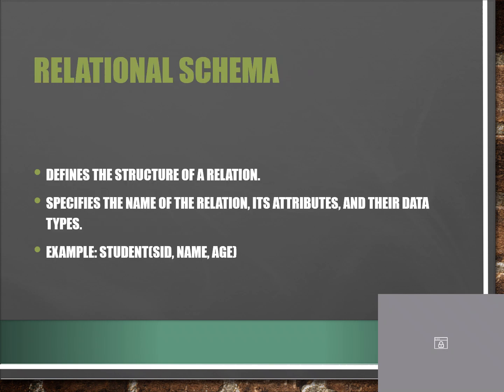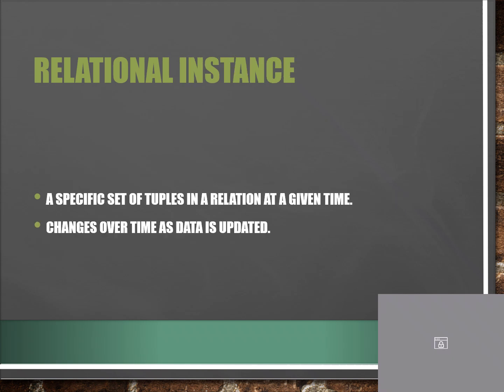The next slide is relational schema. A relational schema defines the structure of the relation, and specifies the name of the relation and its attributes, that is columns, and their data types. For example, Student with student ID, name, and age in the relation. Relational instance is a specific set of tuples in a relation at a given time, and it changes over time as the data is updated.